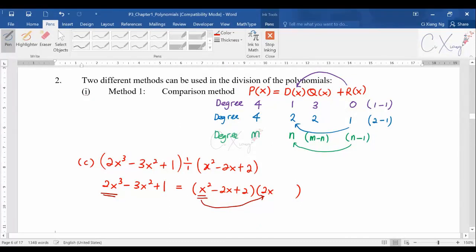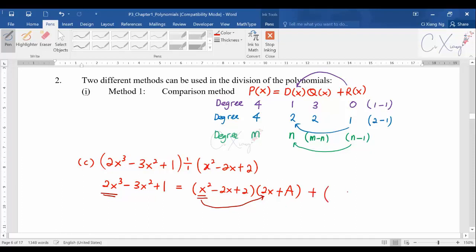Okay, so this one is degree 1, right? Degree 1 multiplied with degree 2 gives you degree 3. So if your quotient is degree 1, then the next term should be degree 0, x to the power 0, which is a constant. I don't know what the value is, so I just put it as a. Then after that, we talk about the remainder.